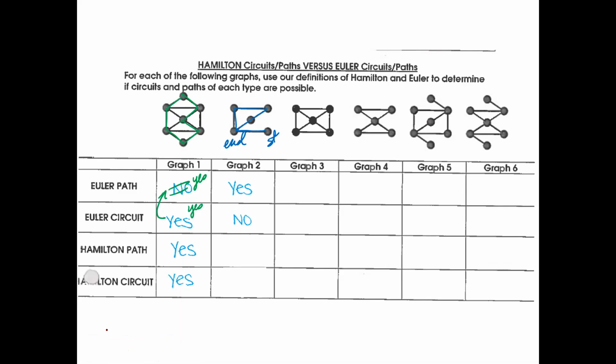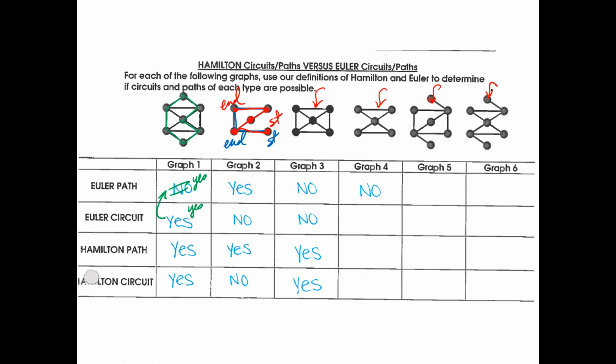Now let's see if it is a Hamilton's path. They started here, touch the dot, touch the dot, touch the dot, touch that. So yes, it is a Hamilton's path, but it is not a Hamilton circuit because I started and ended at 2 different points. Pause the video and go ahead and try graph 3, 4, 5, and 6.